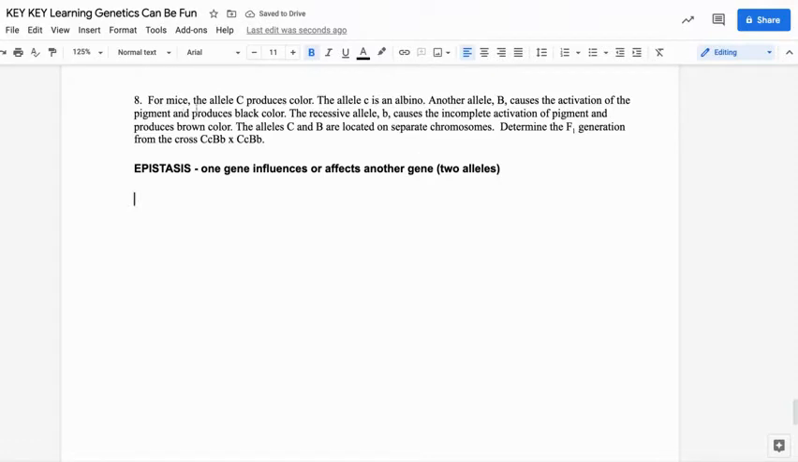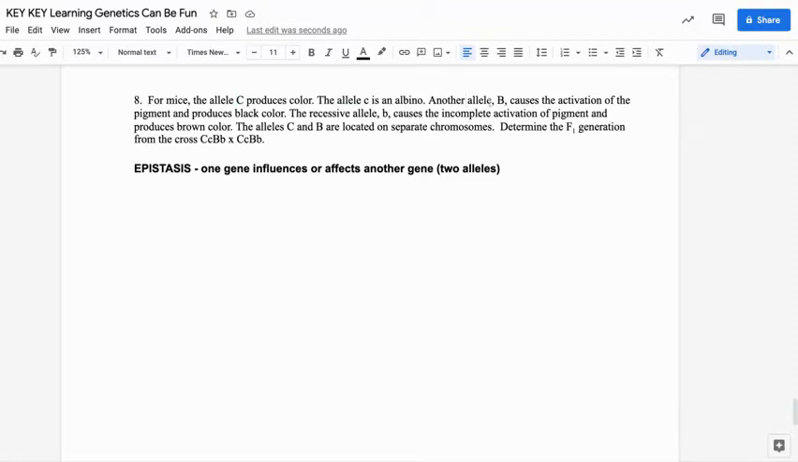So for mice, the allele C produces color. It allows color to be produced in the mice fur. The allele little c is recessive, and if you have two little c's, you'd have an albino. So without the big C present, you're not going to produce color. You have to have at least one dominant C allele.